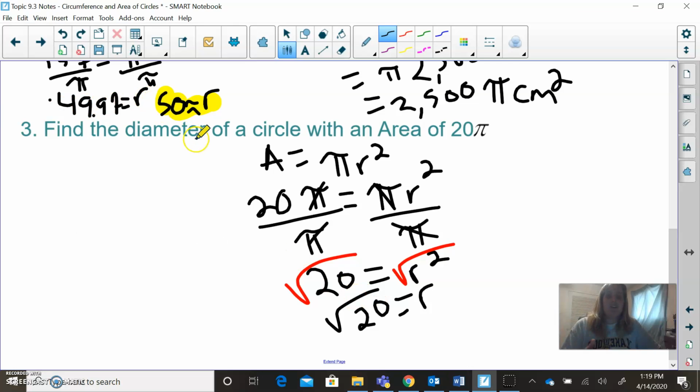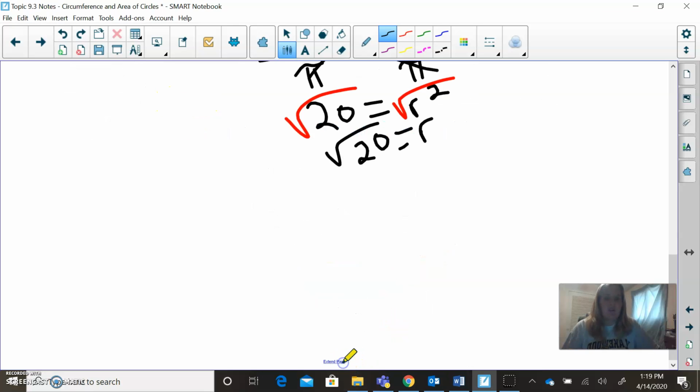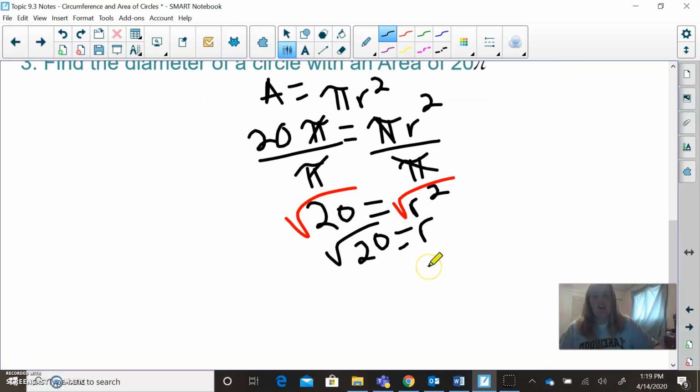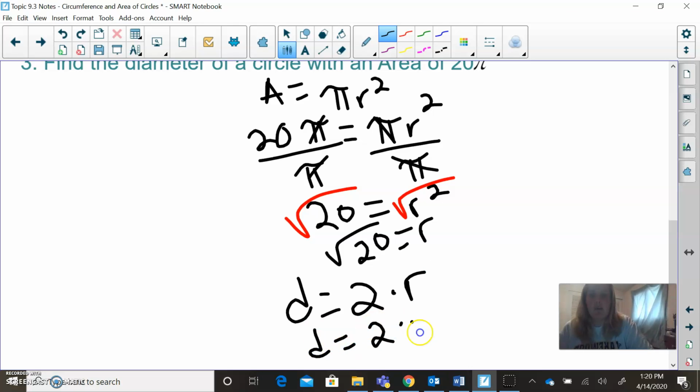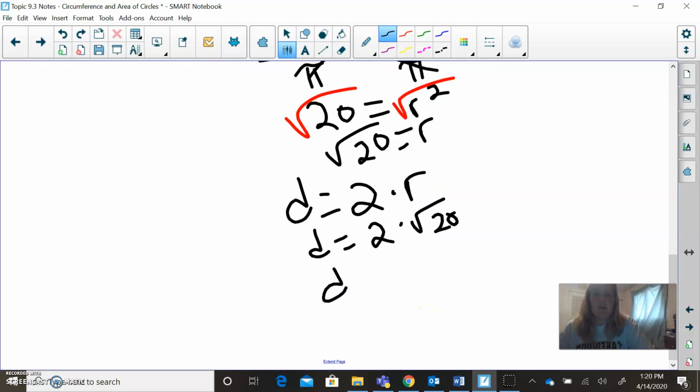Now, this question doesn't tell us to round anywhere, any way, shape, or form, so let's leave it in terms of the square root. Now, the diameter is equal to 2 times the radius, because radius is half of the diameter, so the diameter is 2 times the radius. So, diameter is equal to 2 times the square root of 20, which we really can't do anything with. Diameter is equal to 2 square roots of 20.